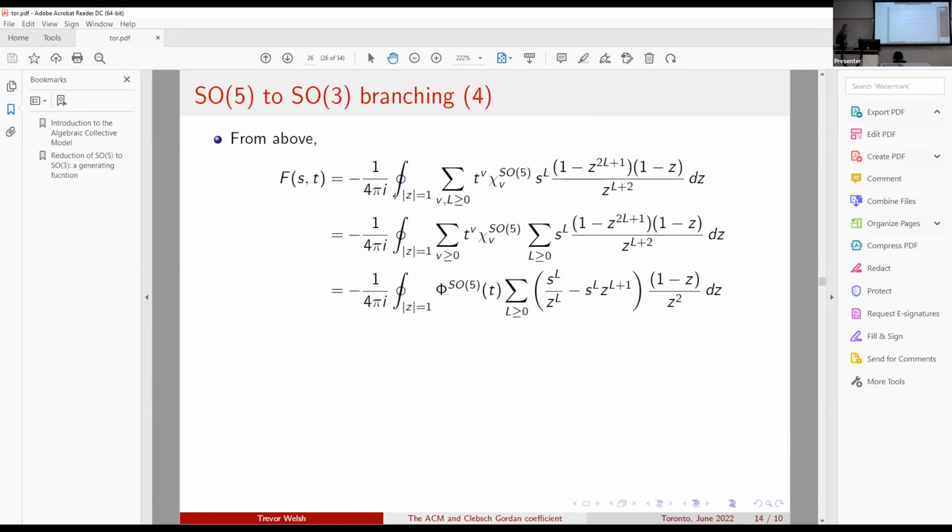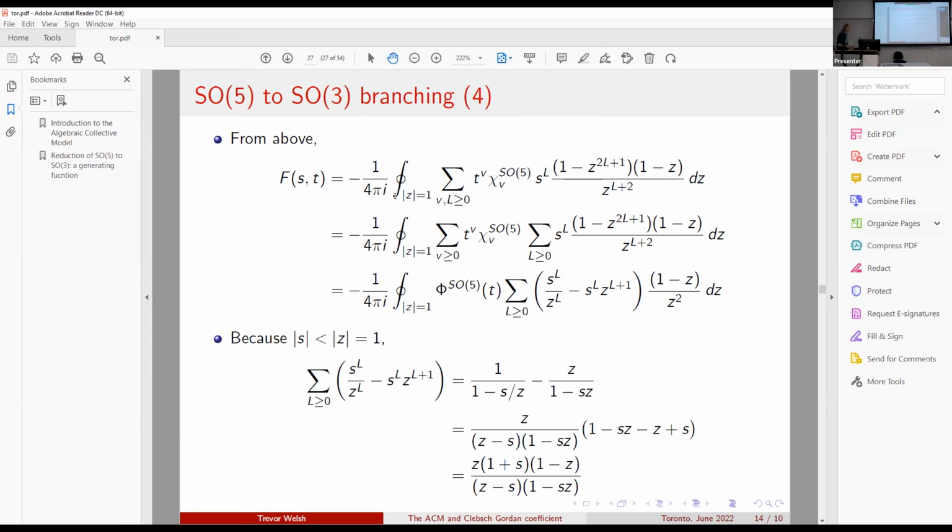Now each of these is a geometric series, and we've taken the modulus of S to be less than 1. Because Z is on this unit contour, the modulus of this quotient is less than 1, and likewise the modulus of this is less than 1. So we can happily sum these up using a geometric series expression. That's what I've done there, that's that expression.